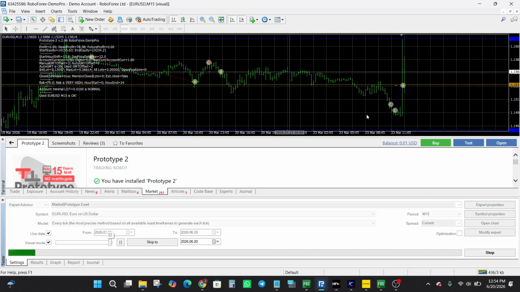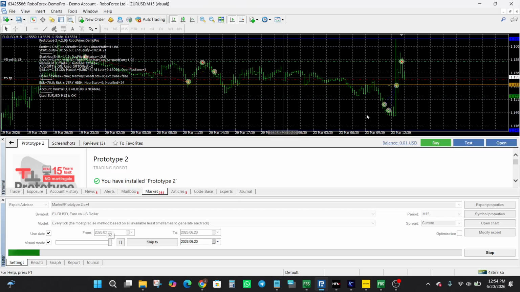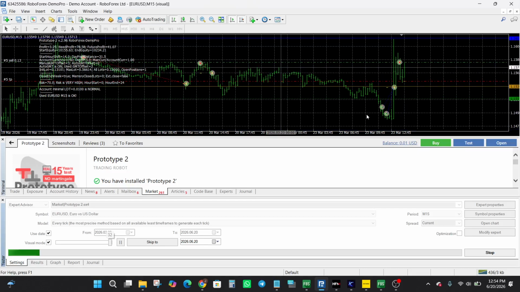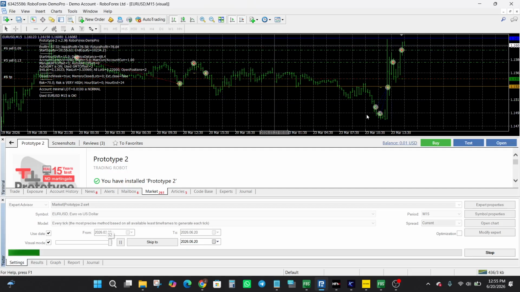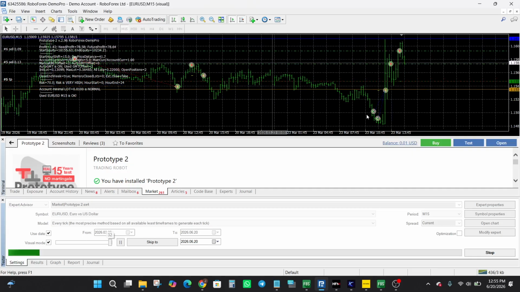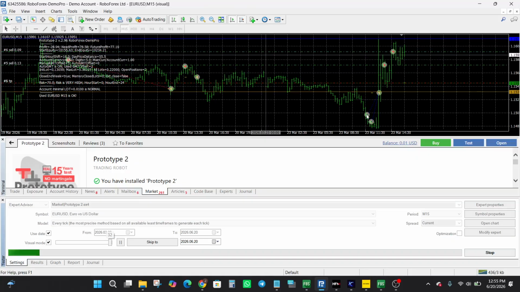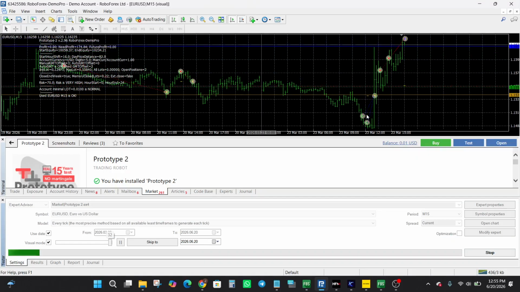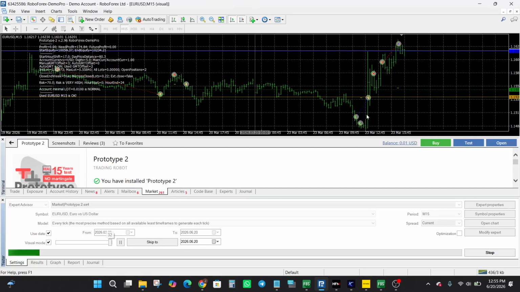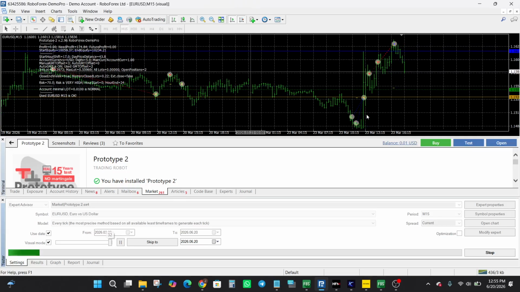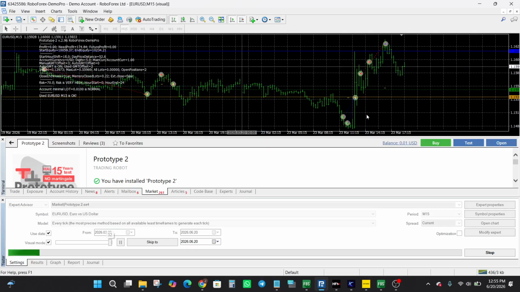All right. So overall, the Prototype 2 EA presents itself as a flexible MT4 trading system with automatic lot management, configurable risk controls, broad testing capability, and a no martingale approach. As always, I recommend performing your own testing and your own optimization as well before you consider any live deployment.